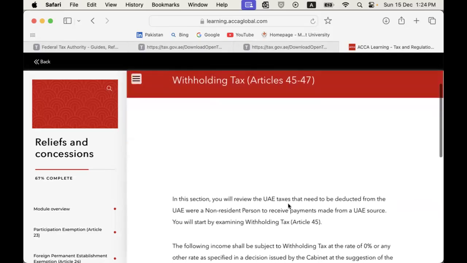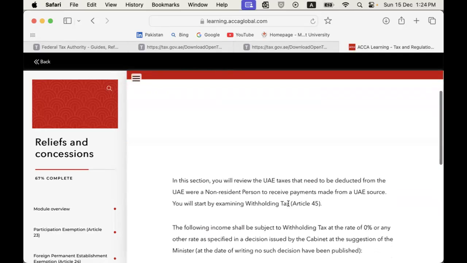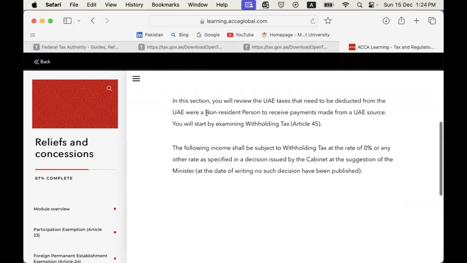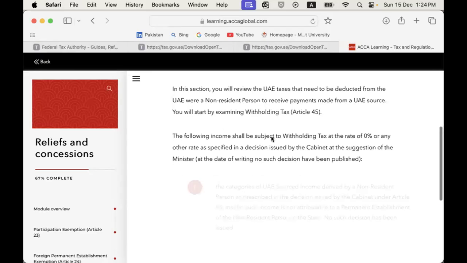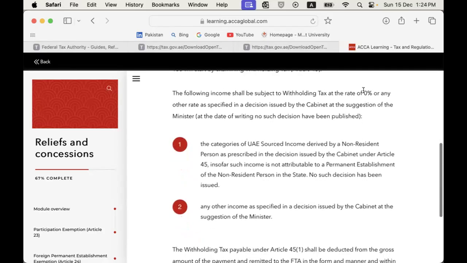That's an easy one. Withholding tax. What is the withholding tax rate here in UAE? 0%. In this case, you will review the UAE taxes that need to be deducted. Were a non-resident person to receive payments made from UAE, you will start examining withholding tax, Article 45. So it is 0%.